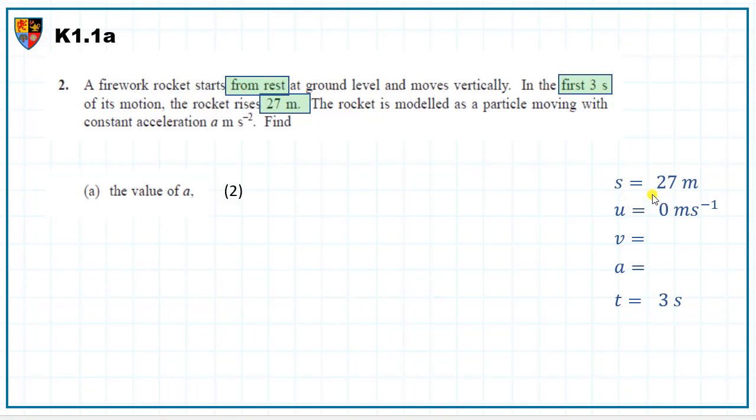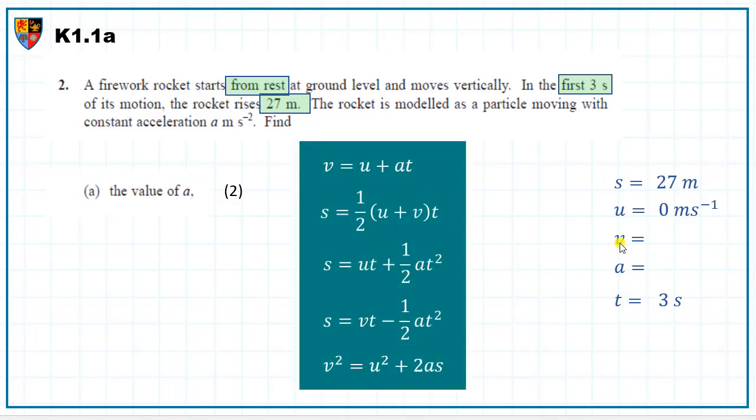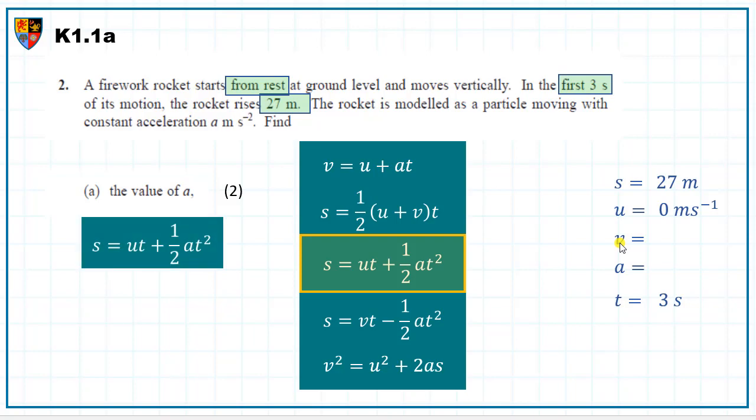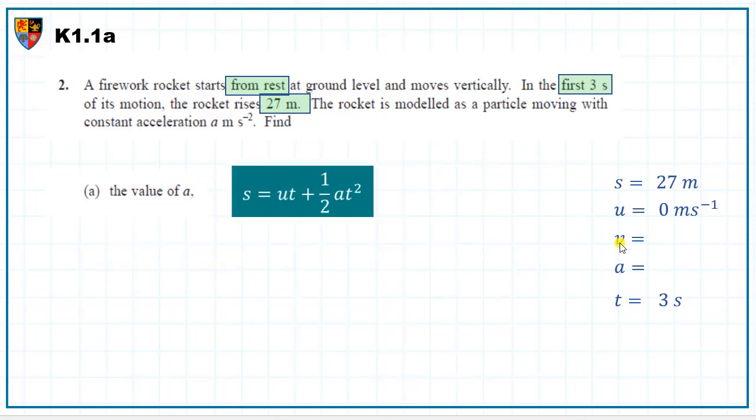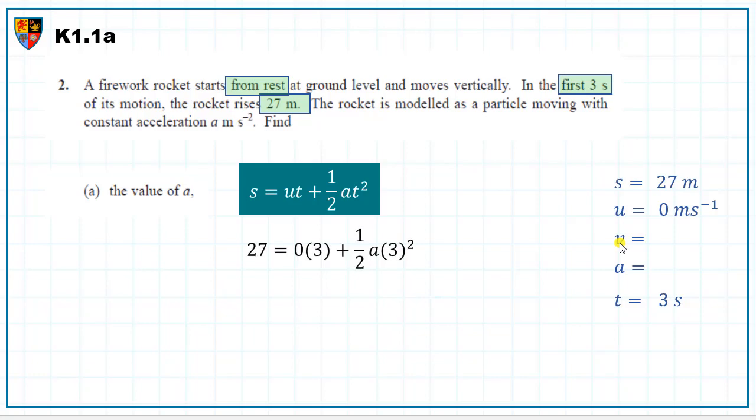Now that's all that we have. We want to find a. We do not have v. We do not have a final velocity here. So we look at our Suvat equations. We're running through them in our mind. Which one can we use? And it's going to be the third one I have from the list here. s is equal to ut plus a half at squared. That's going to get us the solution that we want because we have s, u, and t, and we want to find a. So substituting in that equation, we have 27 is equal to 0 times 3.